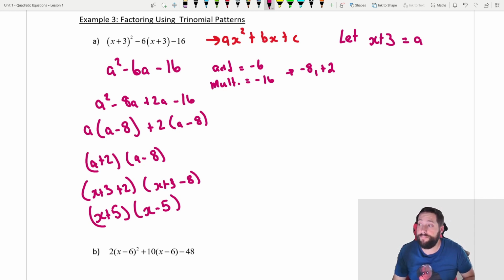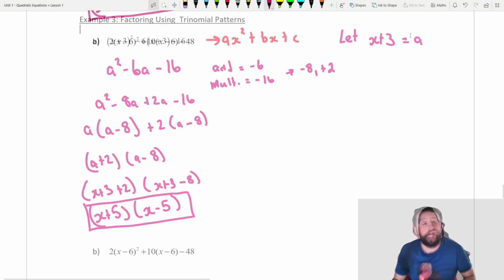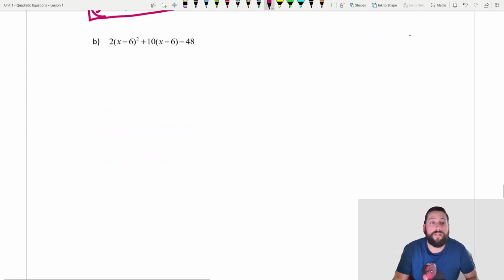There you go. All right. That right there is your final answer for this example. Moving on to B. So B, we have something that's very similar.